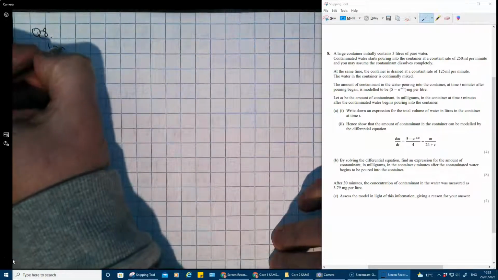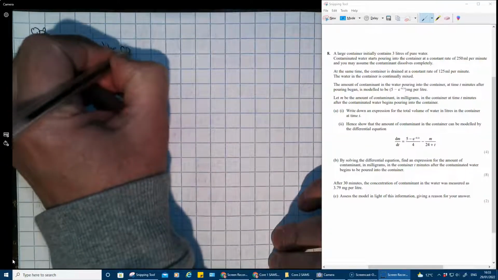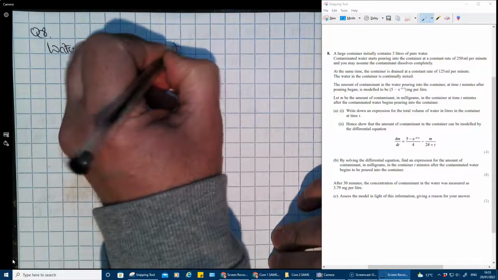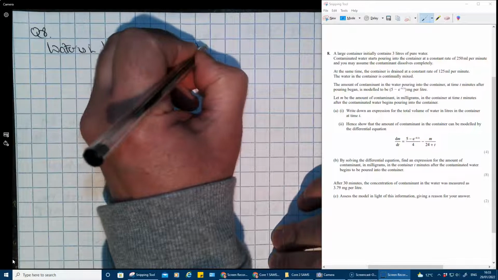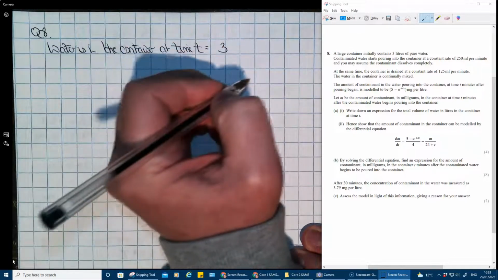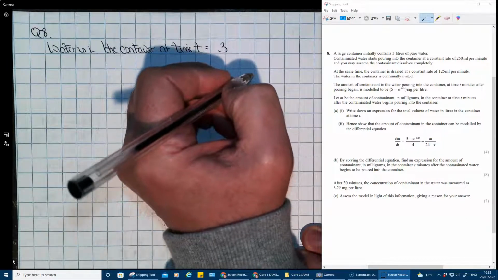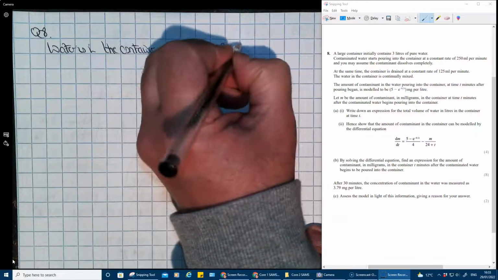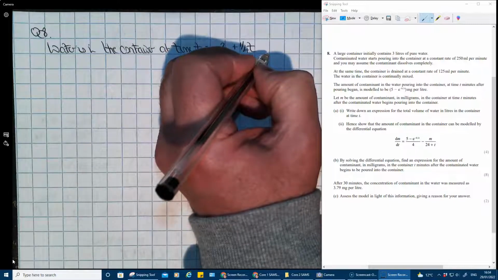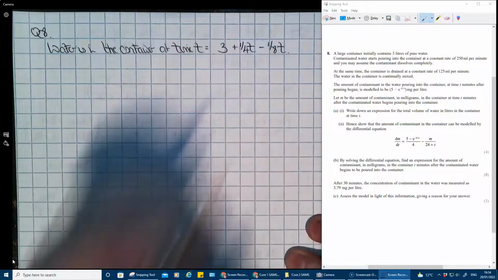Let's have a look at how much water is in the container at time t. We know it starts off with 3. We know contaminated water is coming in at a rate of 1/4 litre per minute, so that's a 1/4 t. And we know it's leaving at a rate of 1/8 of a litre per minute, so that's minus 1/8 t.